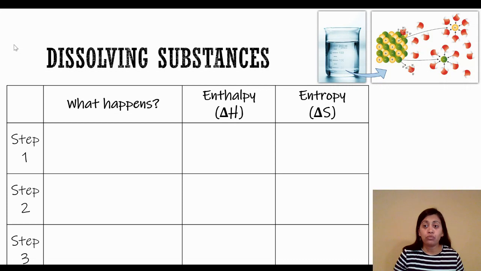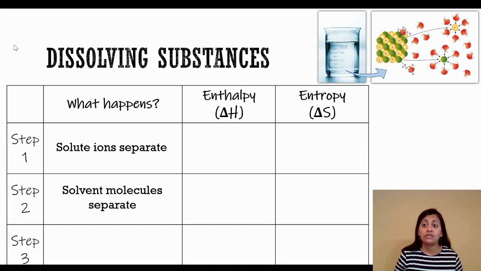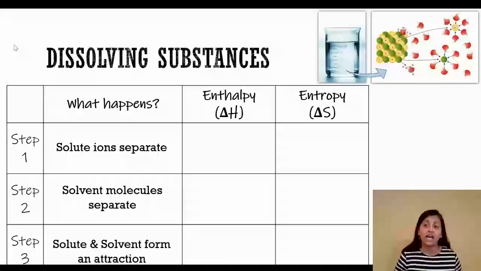So step 1, we have to have the solutes themselves separate. So right now, those positive and negative ions have a great attraction to one another. We have to separate them apart from one another. Step 2 is separating your solvent molecules. Water molecules also have a great attraction towards one another. We see that with hydrogen bonding, right? And so we have to separate those out as well. And then step 3 is when your solvent surrounds your solute, and then you have that dissolving process that we normally see, right?